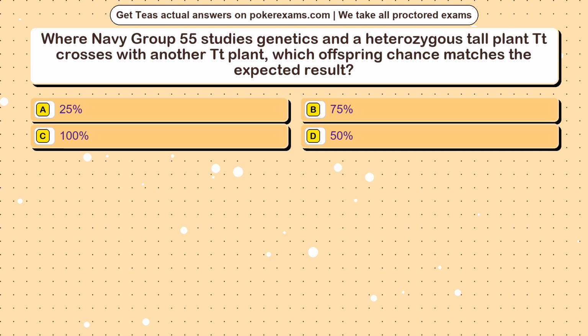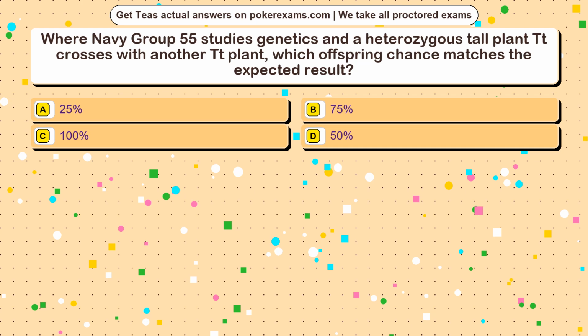Diffusion is wrong because diffusion is particle movement and not the regulatory loop. Question 18. Where Navy Group 55 studies genetics and a heterozygous tall plant TT crosses with another TT plant, which offspring chance matches the expected result? Option A, 25%. Option B, 75%. Option C, 100%. Option D, 50%.